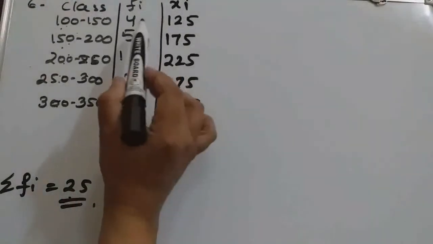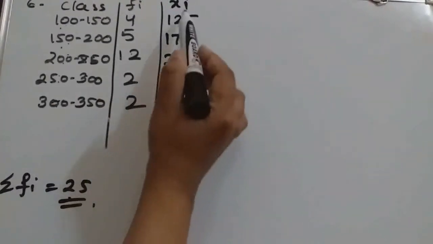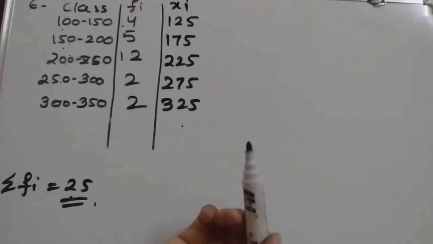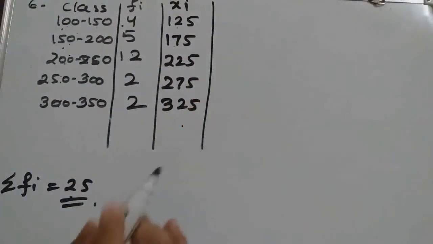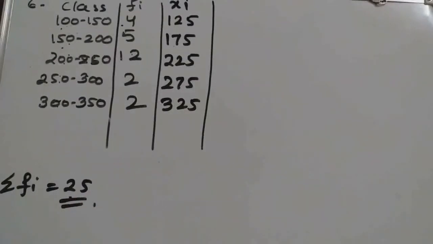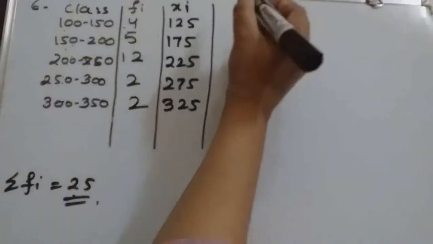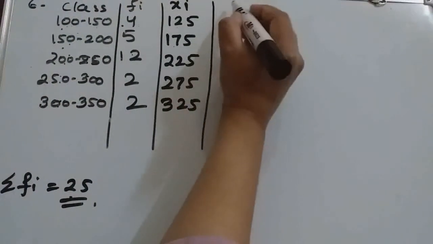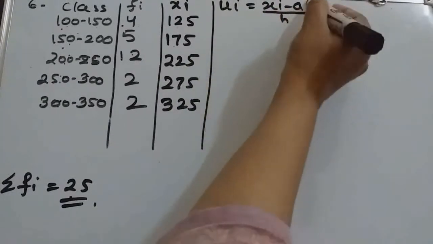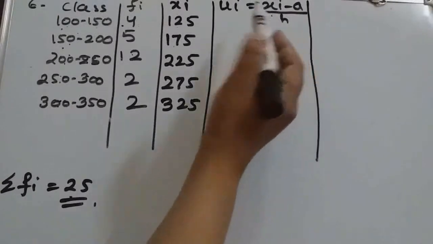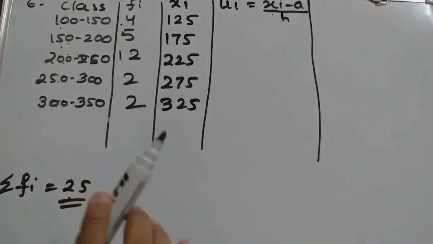Now again if you observe, xi's are very large. After getting multiplied with fi, it will give even larger values. So we'll avoid using the direct method. Any one of the methods you can use, step deviation or assumed mean method, but I'll suggest you use the step deviation method. So for that we should find ui by using this formula. Remember, you write this formula in a column, but whatever trick I gave you, you can use directly, no problem.